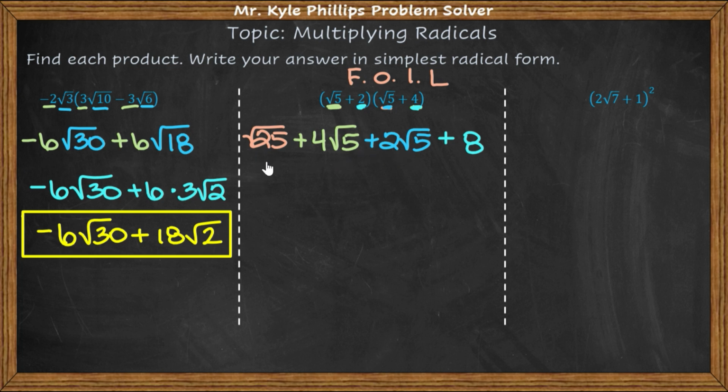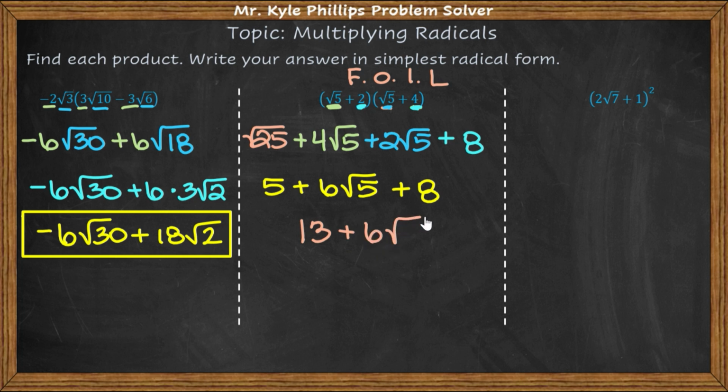So here the square root of 25 is going to be 5. 4 root 5 plus 2 root 5 is going to give me 6 root 5. Remember, I can combine these because the number underneath the radical is the same. I'll bring down my 8. And now I can say 5 plus 8 is 13. So it looks like my solution is going to be 13 plus 6 times the square root of 5.